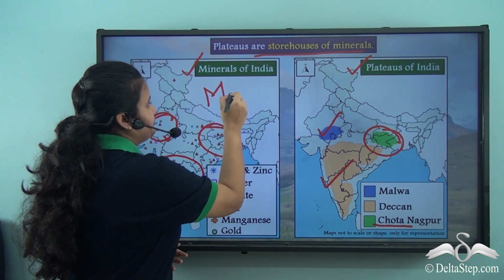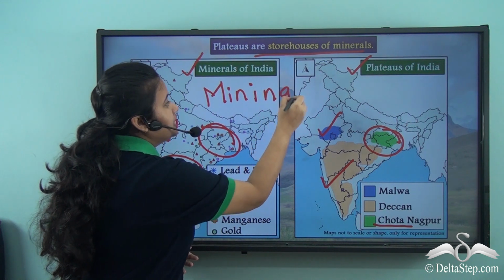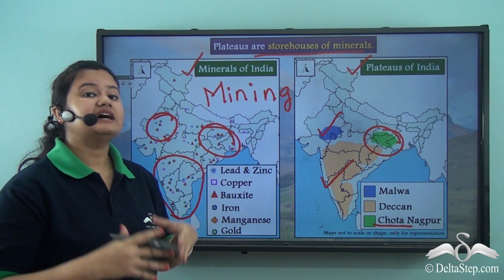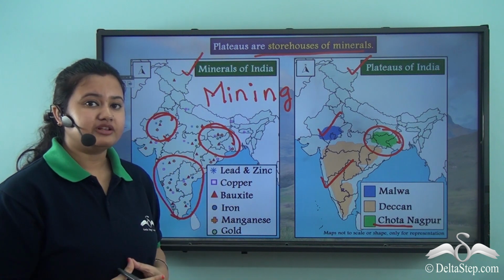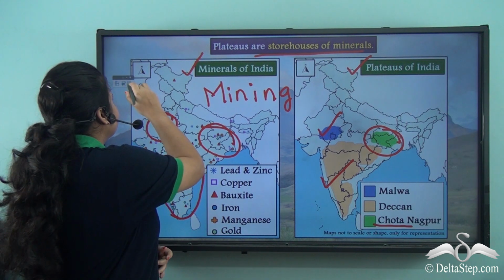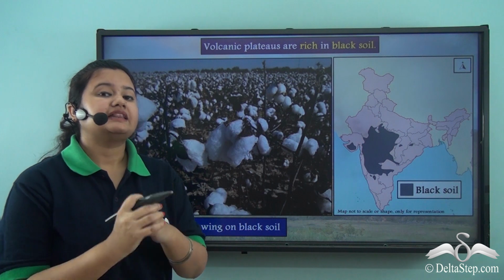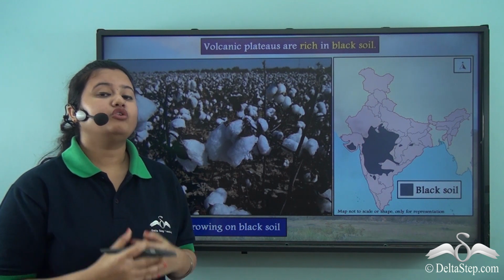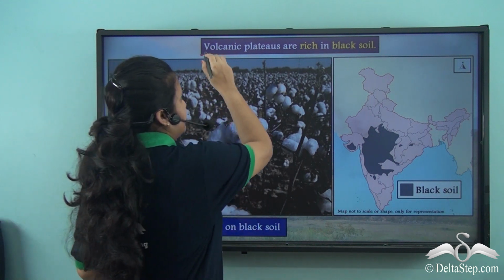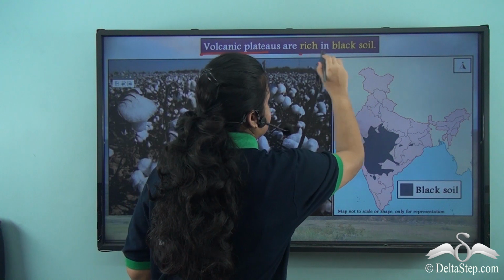Now, mining refers to the process of extracting minerals from the earth's surface. So, the importance of plateaus is that a large number of minerals can be extracted from them. Again, we know that there are some plateaus that are of volcanic origin, and these plateaus are known as volcanic plateaus. Now, volcanic plateaus are rich in black soil.